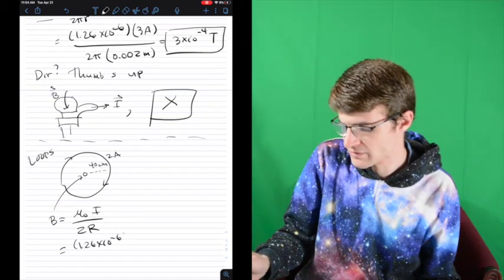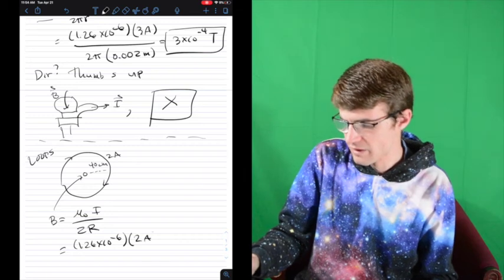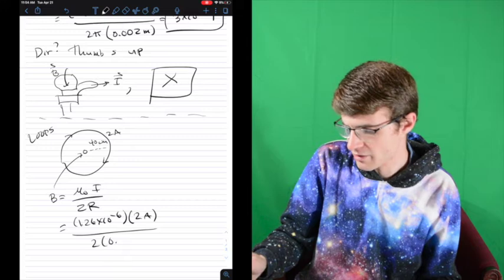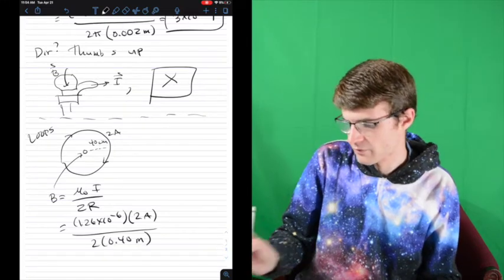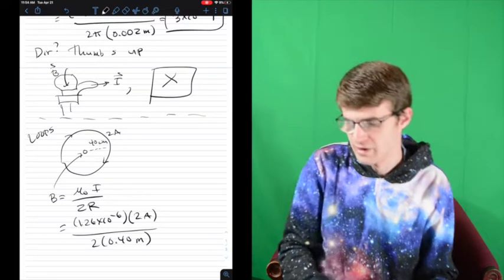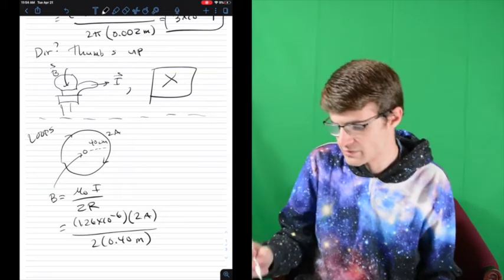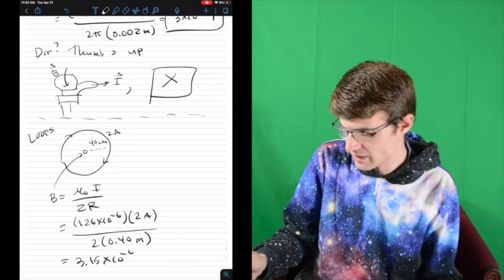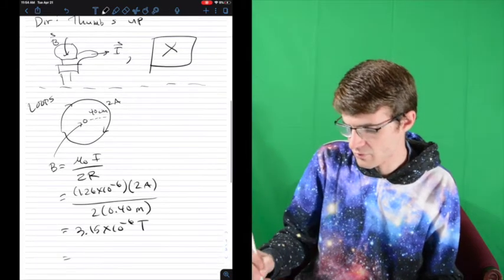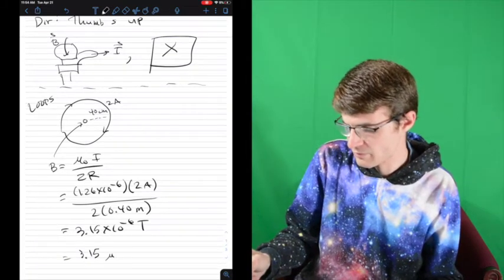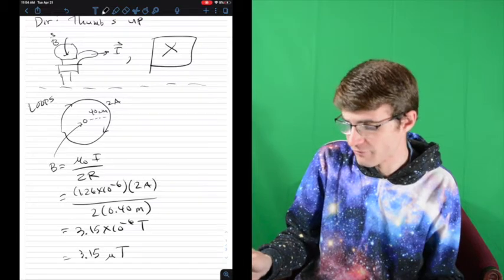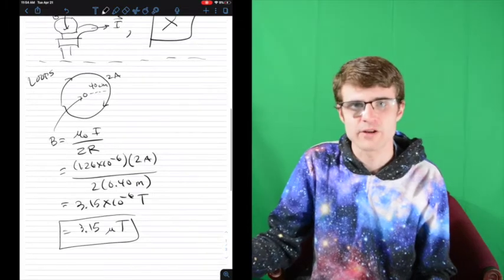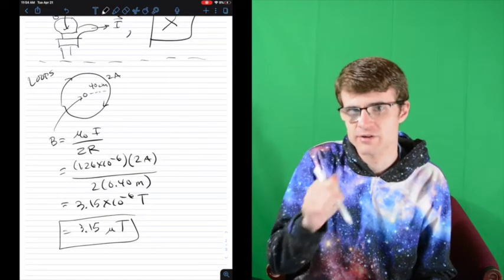1.26 times 10 raised to the negative 6, again, it's a constant. The amount of current running through that loop is 2 amps, and that loop has a 40 centimeter radius. So we crank that out, and we get 3.15 times 10 raised to the negative 6 Tesla, or if we want to be fancy pants, 3.15 microtesla is one way of expressing that. So that's the strength of the magnetic field in the center of the loop.